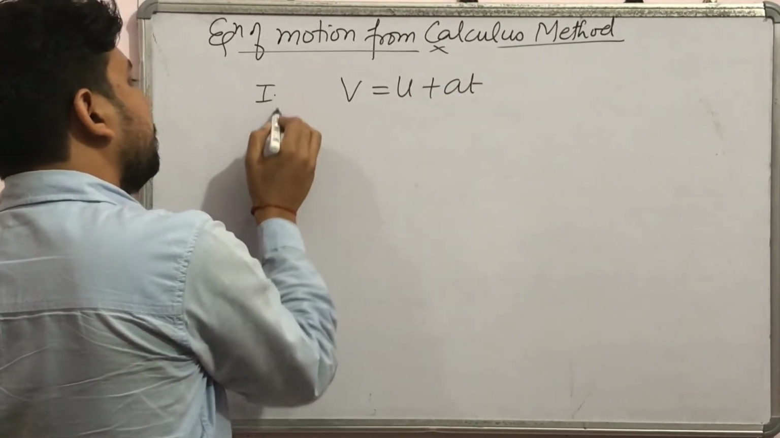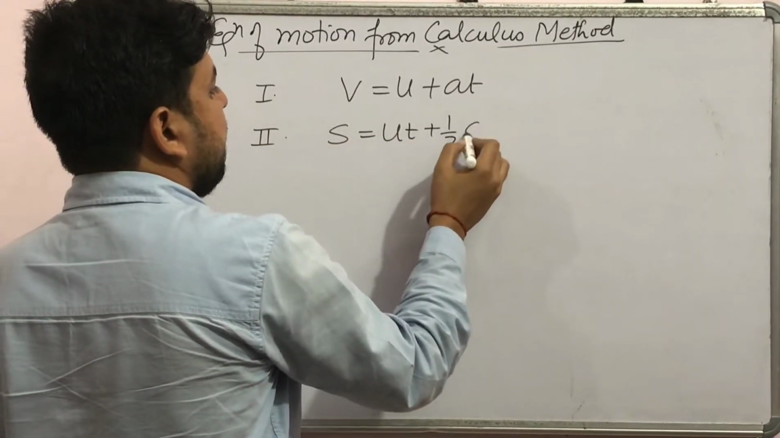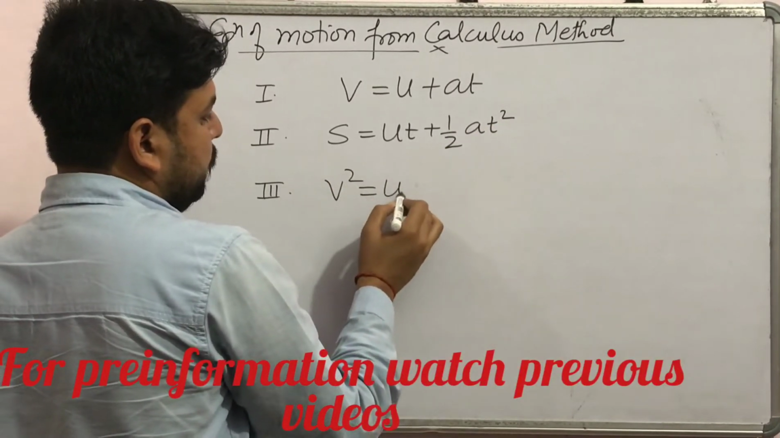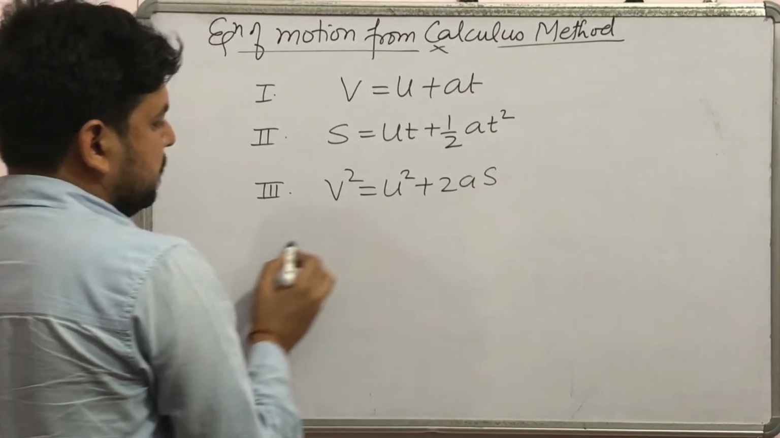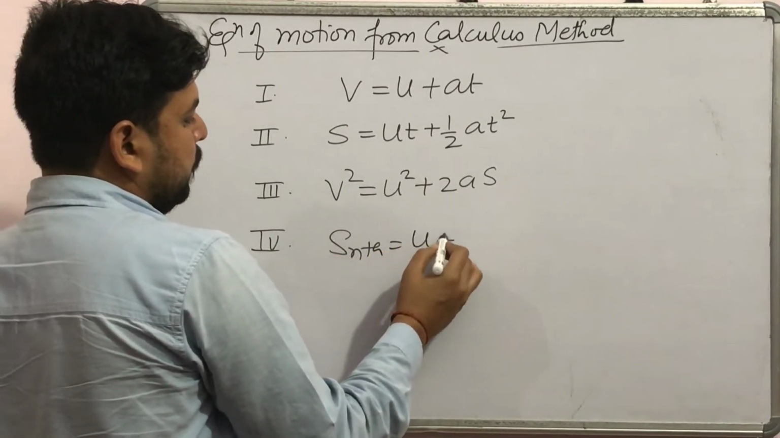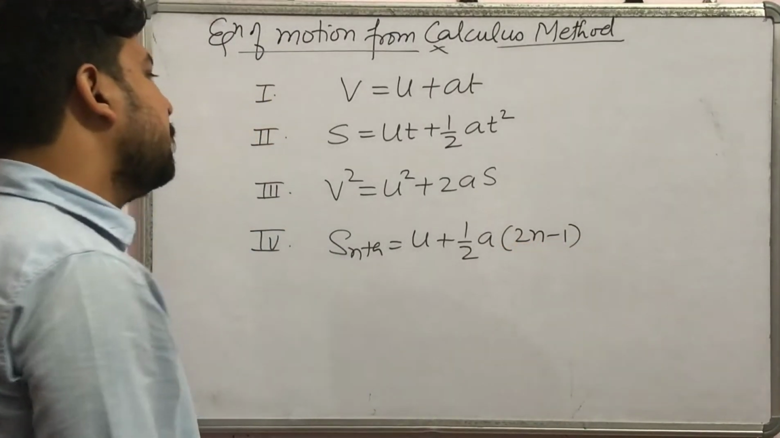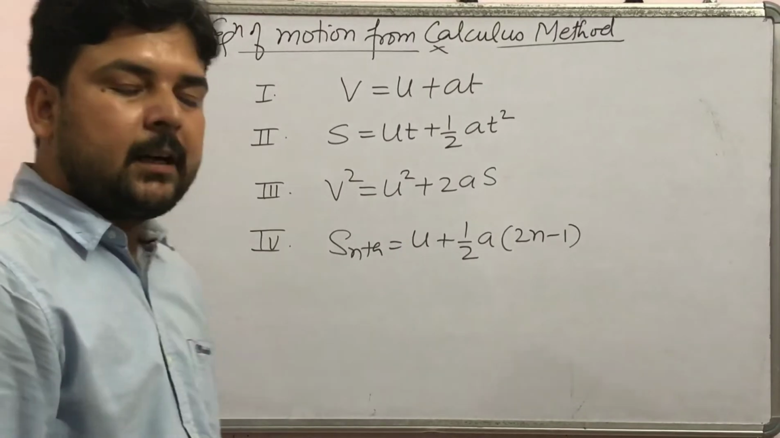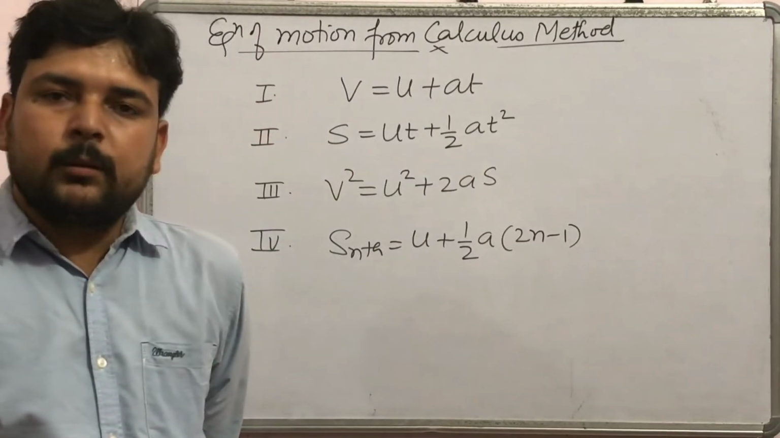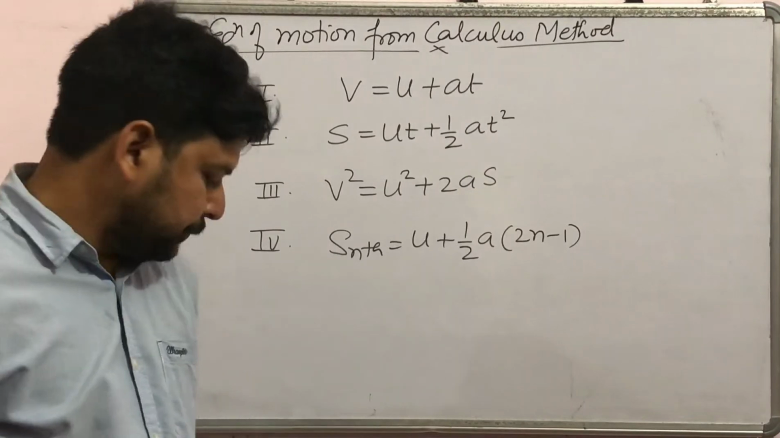This is first equation. Second one is s equals to ut plus half at square. Third one is v square equals to u square plus 2as. And fourth one, s nth equals to u plus half a 2n minus 1. We will derive all the four equations of motion starting from v equals to u plus at, s equals to ut plus half at square, v square equals to u square plus 2as, and s nth equals to u plus half a 2n minus 1.